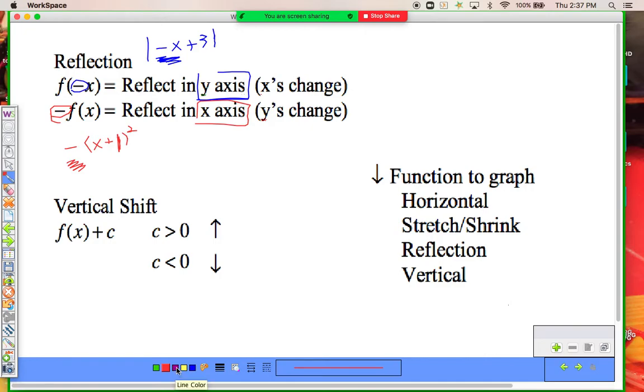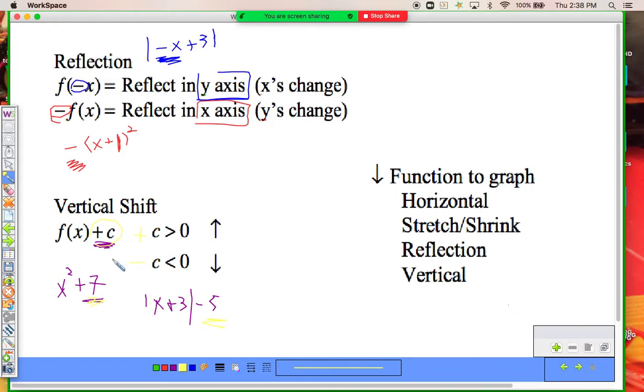All right, and the last one. If I add or subtract a number on the outside, x squared plus 7, absolute value of x plus 3 minus 5. These outside numbers are going to move my graph up or down. If it's positive, it goes up. If it's negative, it goes down. All right, so the first thing said inside, we do the opposite, left to right. On the outside, we're going to do what it says and go up and down.